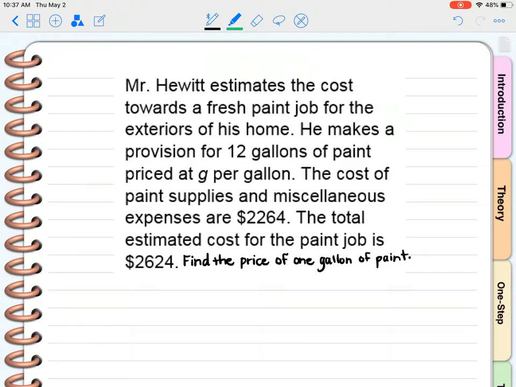Okay, the first fact that I need to notice is that he wants to buy 12 gallons of paint at G per gallon.